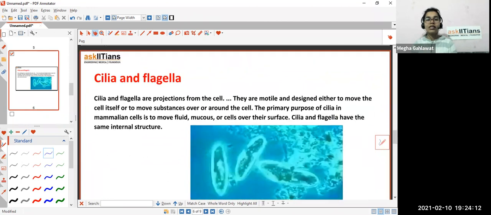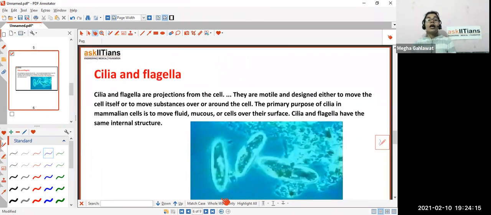Next thing that we have is the cilia and flagella. Now, see, cilia and flagella are the kind of cell organelles which help in making a cell motile. Now, when I say motile, that basically means they help the cells move from one place to another. Now, cilia and flagella could be present in both prokaryotes and the eukaryotes. Okay, these are the projections from the cells. Projections mean that these are the outer growths.